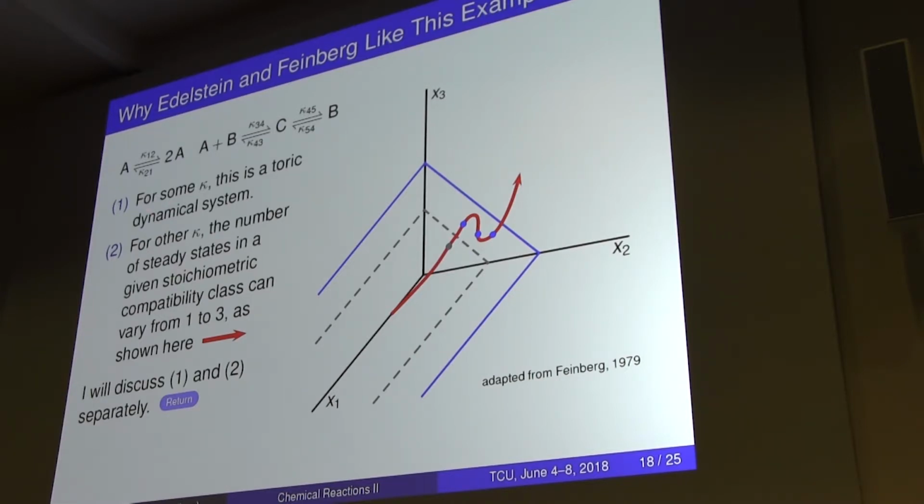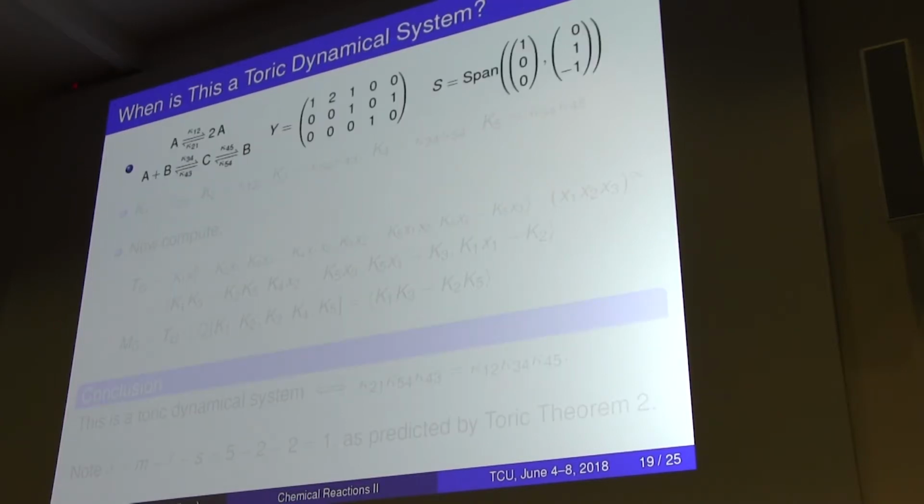And what I'm going to do is talk about both of these and go into a little more detail on each. So one question is, when is this a toric dynamical system? Well, the answer, of course, is we have the tools to answer that now. Here's the system, and there's the stoichiometric matrix. We have 5 complexes, and A, B, C, so we have 3 species. The 2A here is basically this vector, and A plus B, the 3rd complex, is the vector 1, 1.